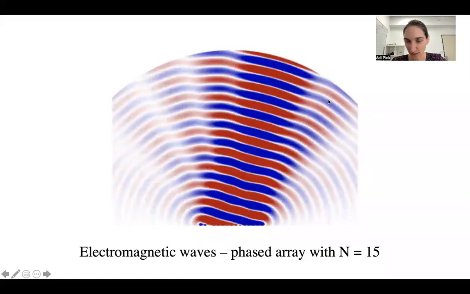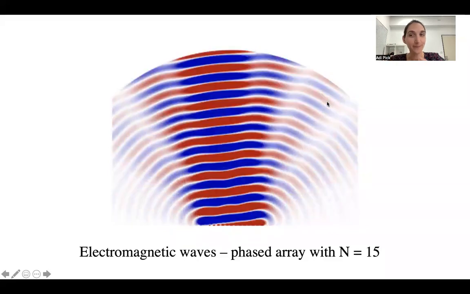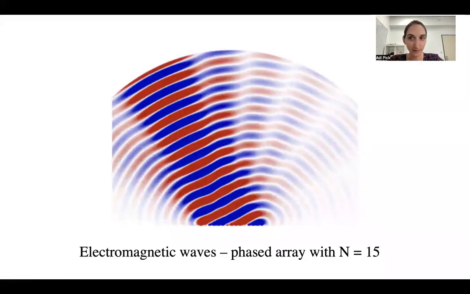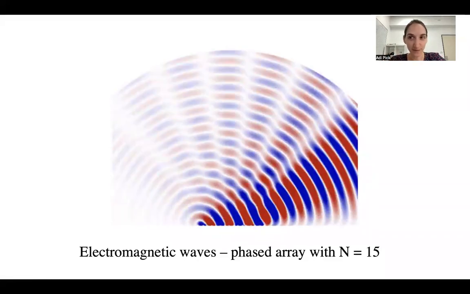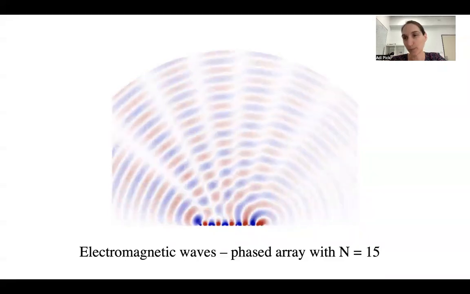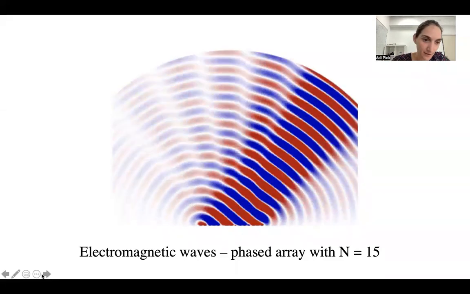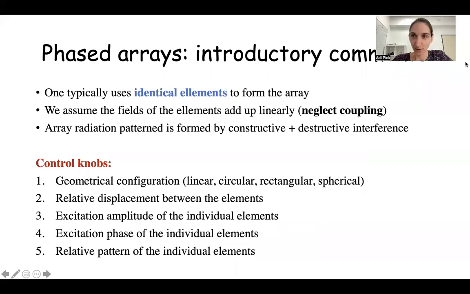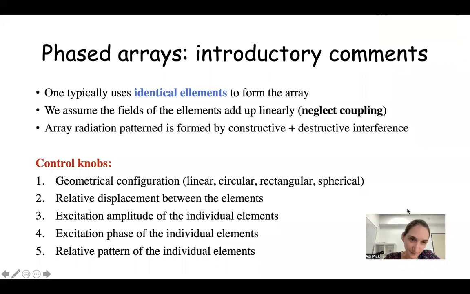So this is a way we can vary phases electronically, and this is a very practical way to steer the beam of antenna arrays, which is used in practice. All right, so let's make a few more introductory comments, and here they are.